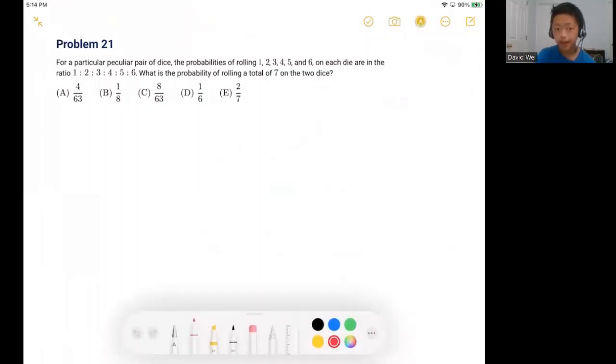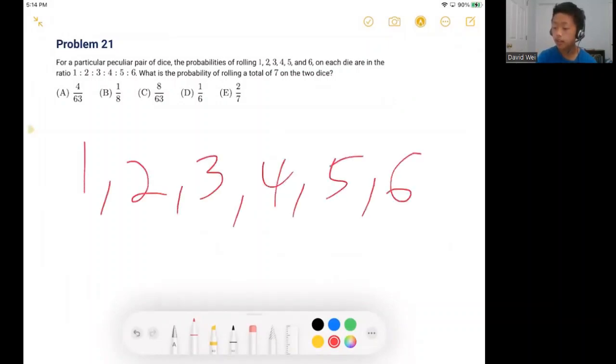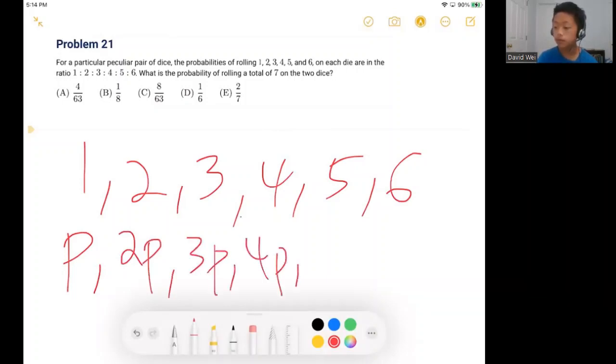So the idea is we have the numbers 1, 2, 3, 4, 5, 6 on the 2 dice. If we say the probability of rolling a 1 is P, then since the ratio is 1 to 2 to 3 to 4 to 5 to 6, the probability of rolling a 2 is 2P. The probability of rolling a 3 is 3P, 4 is 4P, 5 is 5P, 6 is 6P. So these are the probabilities, and clearly these are in the ratio 1 to 2 to 3 to 4 to 5 to 6.